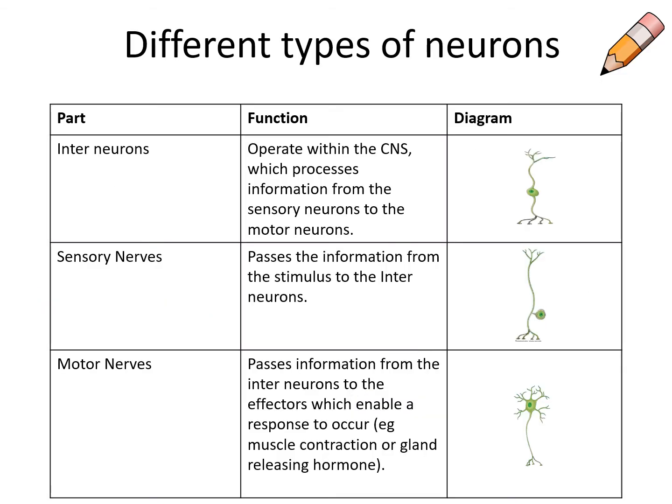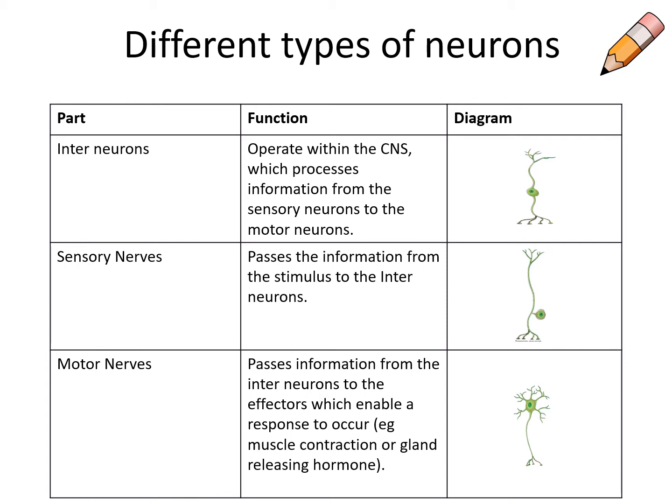So looking at your 3 types of neurons in more detail. So your interneuron, there's a picture of it. It operates in the CNS, so obviously your brain and your spinal cord, and it processes information from the sensory neuron and then it sends it to the motor neuron. Your sensory nerve is the thing that comes first. So your sensory nerve passes information from the stimulus, so it might be a light source, to the interneuron where the information can be sorted.